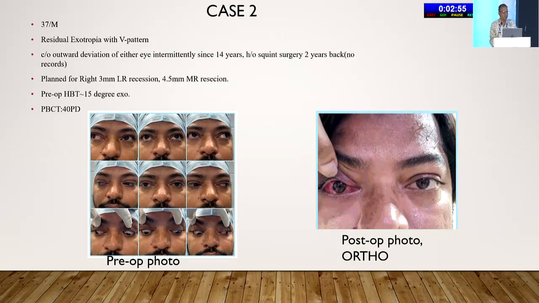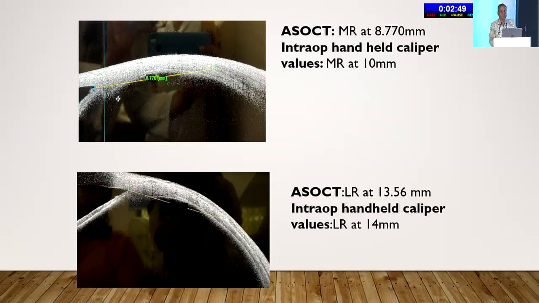This is the second patient. This was a case of residual exotropia with V pattern. These are the pre and post-operative photographs. AIOC2024 was done, and MR was found at 8.7 mm, and with the caliper it was found at around 10 mm. The lateral rectus was found at 13.5 mm, and with the caliper it was found to be at 14 mm.